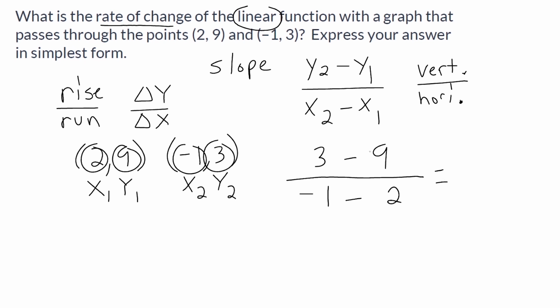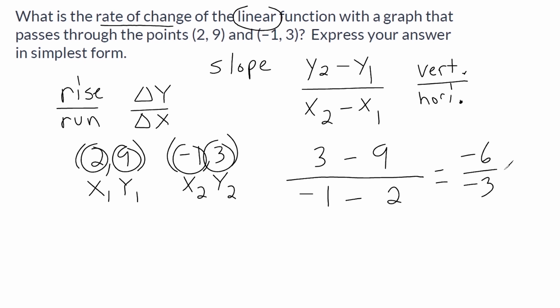So for the numerator, we have 3 minus 9, which is negative 6. And for the denominator, we have negative 1 and negative 2, which is negative 3. Or we can read this as negative 1 minus 2, which is also negative 3.